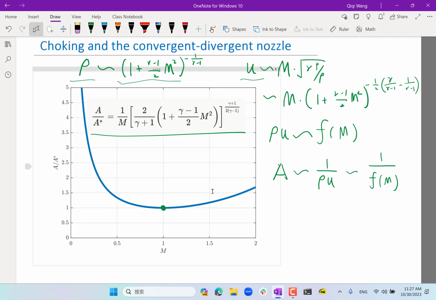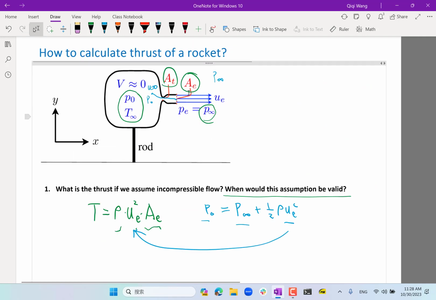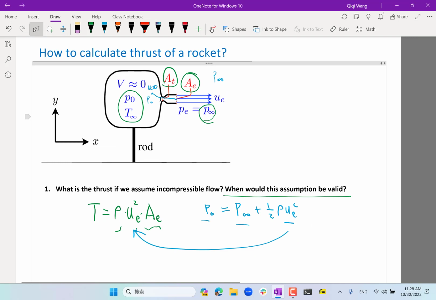So let's say we figured out the Mach number at the exit, right? Let's say our exit Mach number is, for example, 0.3. All right. Then from this plot or this equation, we can calculate that the area ratio to the choking area is around 2, right? That means if the exit has a Mach number of about 0.3, then the throat cannot have an area that's less than half as big as the exit area.